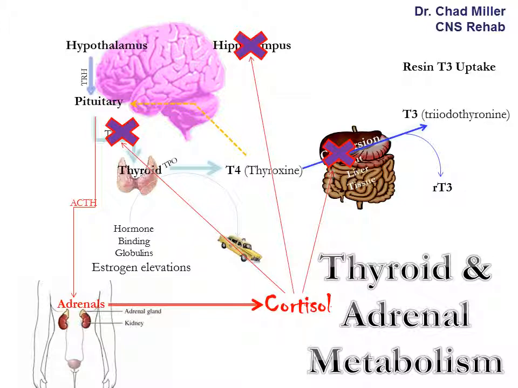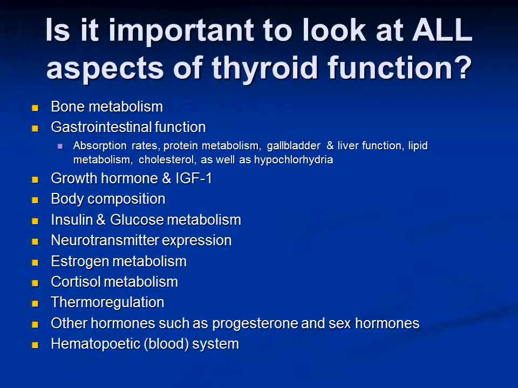So this is still affecting other areas of the body. What's going on? All aspects of thyroid function. So they look at bone metabolism, it's affecting and being affected by gastrointestinal function, growth hormones, body composition. Obviously, if you're in a low thyroid state, you tend to keep on that weight. High thyroid state, you're going to be burning it off, bouncing off the walls. Insulin and glucose metabolism is affected by thyroid, but so is cortisol. So insulin and glucose metabolism is affected by cortisol, and cortisol affects insulin and glucose metabolism.